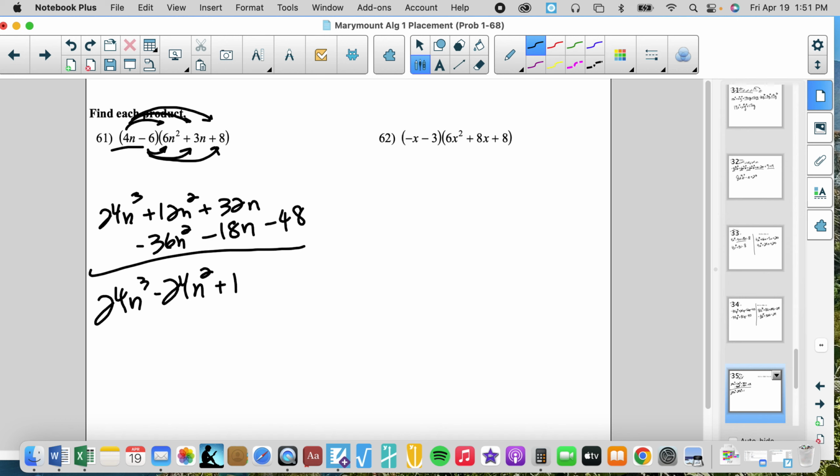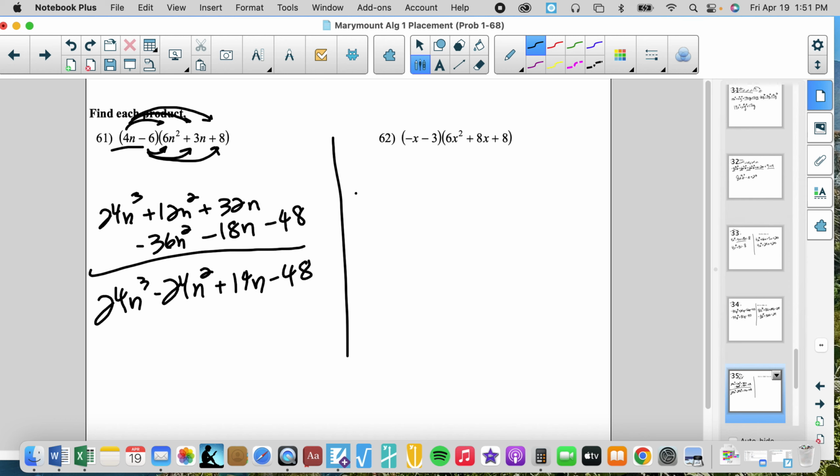14n minus 48. That's a horrible 48. Number 61: 24n cubed minus 24n squared plus 14n minus 48.